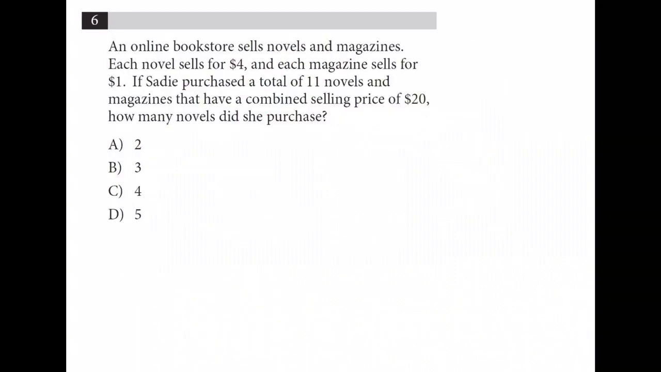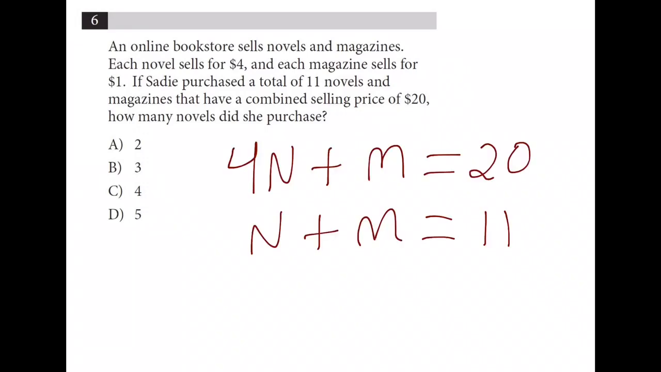Number 6. An online bookstore sells novels and magazines. Each novel sells for $4, and each magazine sells for $1. If Sadie purchased a total of 11 novels and magazines that have a combined selling price of $20, how many novels did she purchase? From this paragraph, we can identify two equations.